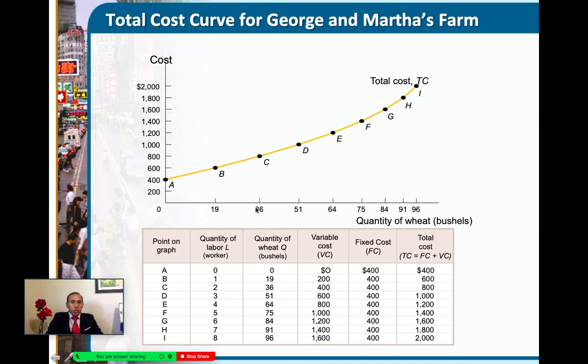We produce 36 units. Now we have a variable cost of 400, so we have an additional $400, so it continues to rise. We produce 51 units. Well, 51 units have a variable cost of 600, and our fixed cost is still the same. It's 400, so it increases even more to 1,000. And notice how our total cost becomes steeper towards point G, H, and I.